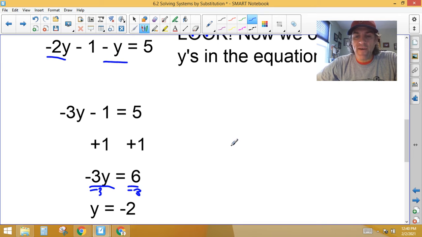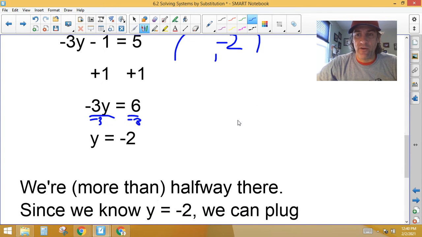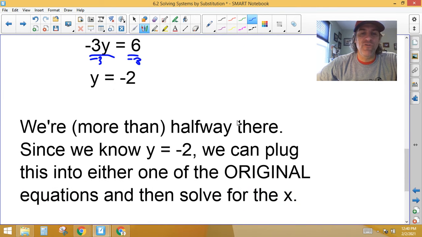So my y value of my solution, I know my y value is negative 2. I'm halfway there. Actually, we're more than halfway there. Okay, I know that seemed like a lot. Since we know y equals negative 2, now what I can do is plug that into one of the original equations in for y, and then solve for x. So I'll show you what I mean.